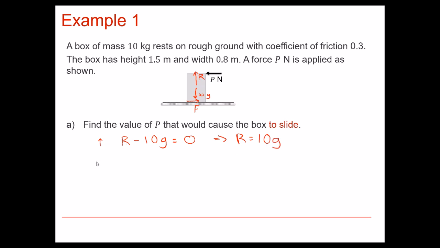Then horizontally we have the friction acting to the right, and we have P acting to the left, and again if it's just on the point of sliding then it won't actually be accelerating, so I can say that equals 0, and so P will equal F. But because we're thinking about this being on the point of sliding, that would be F max. It will be equal to mu R.